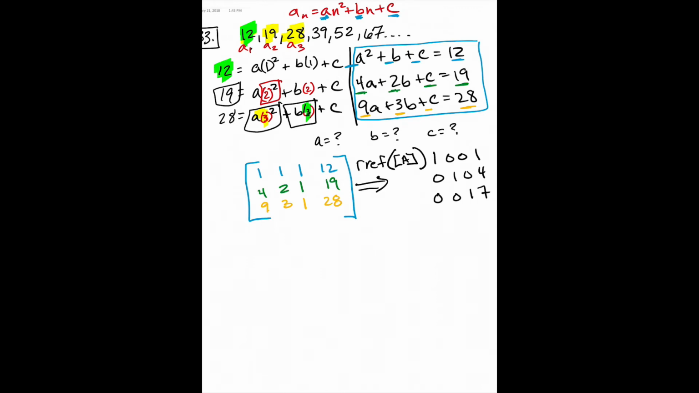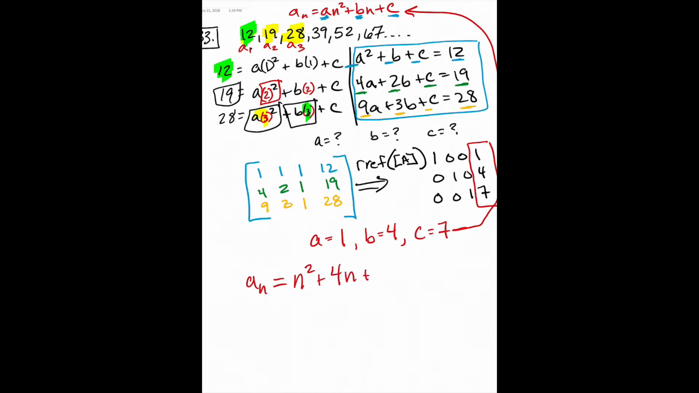And so the row that I'm paying attention to is this last row, because this row is telling me the values for my A, B, and C. So A is equal to 1, my B is equal to 4, and then my C is equal to 7. Now this is important because now I can replace these terms in my original equation. And my quadratic model for my sequence a sub n will be, since A is 1, n squared plus 4n plus 7. And that is my quadratic model for this particular problem.